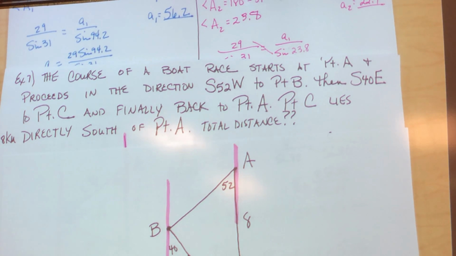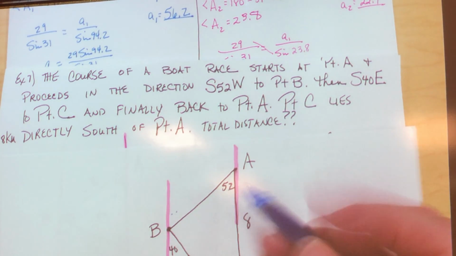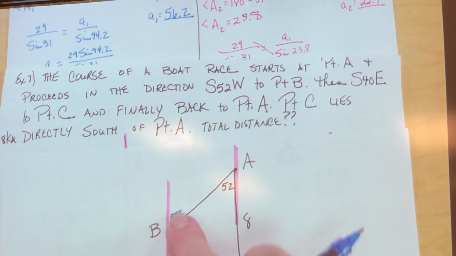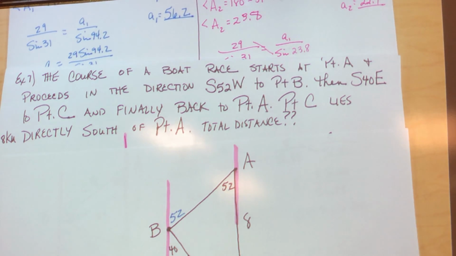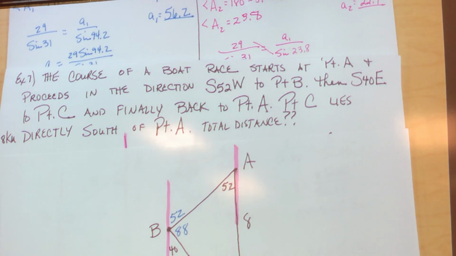Now, I need to find this angle. I don't have a pair yet. I have to know this angle to have a pair. Do you see these alternate interior angles? So 52 and 52. Once I know this one and this one, I can subtract and get this one. So I'm going to subtract 92 from 180 and get 88. Now I need this angle too. You see those alternate interior angles? 40 and 40.